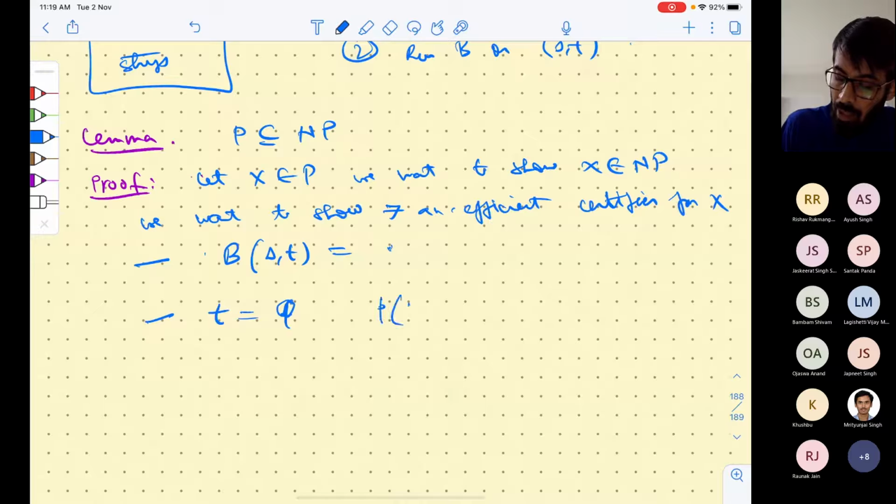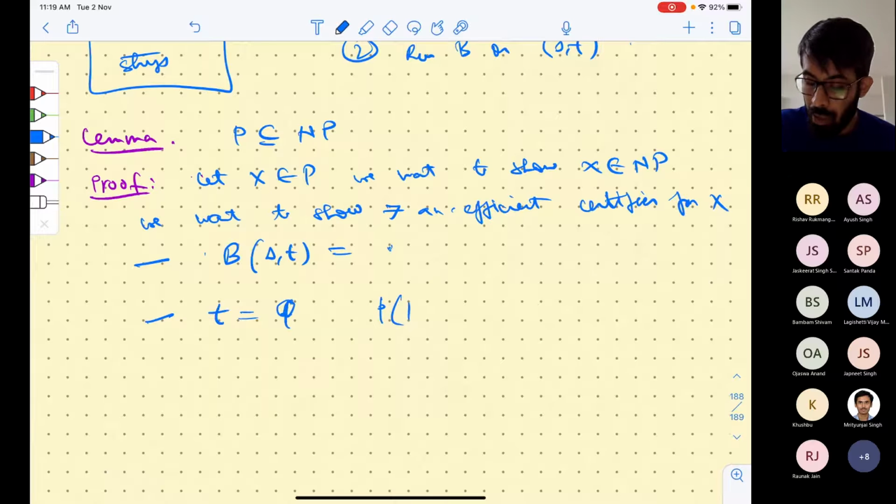And again, let's say that the polynomial is again like 1. Polynomial of S is equal to whatever, 1. And let's say T is just a 0, right? Something like that. So what does B of S comma T do?